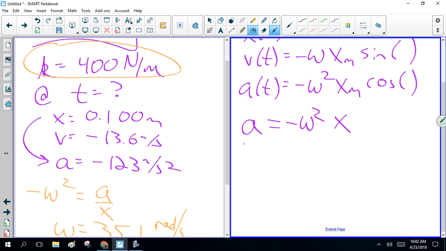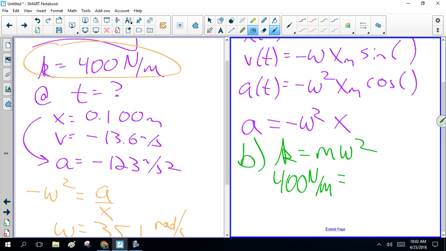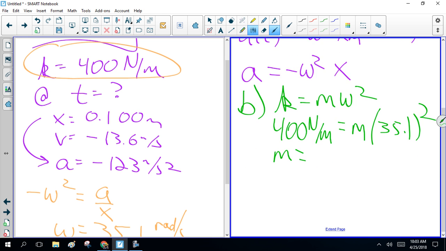So to do part B, K is m omega squared. We know our K is 400 newtons per meter. That's m times omega, which we just found to be 35.1. Don't forget to square it and solve for your m. And the m ends up being 0.325 kilograms.